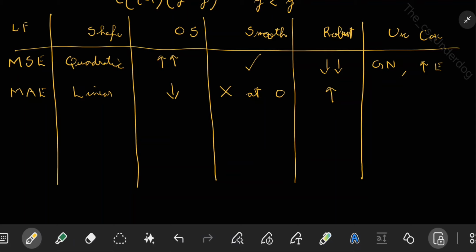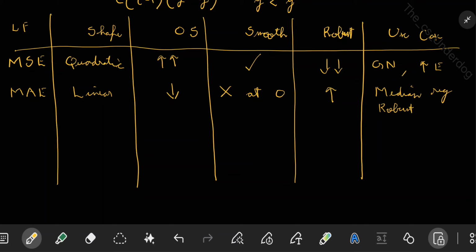What are the use cases now? We had already discussed that mean squared error generally goes for the mean, while mean absolute error tries to find the median. So whenever you want your regression to find the median value instead of the mean value, mean absolute error is a good choice. So one point I'll write is when you want to go for median regression. Second thing is, whenever you want your regression function to be robust to outliers, you generally go for mean absolute error.